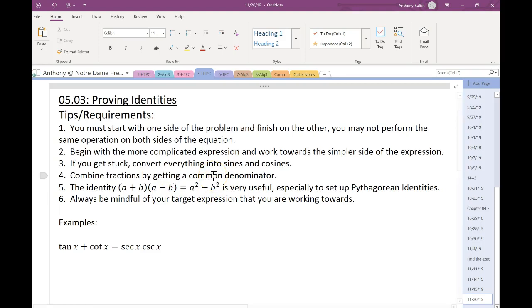Okay. So the rest of our time here, we're going to spend just doing some examples. So the first example we're going to look at is tan of x plus cotangent of x equals secant of x times cosecant of x.